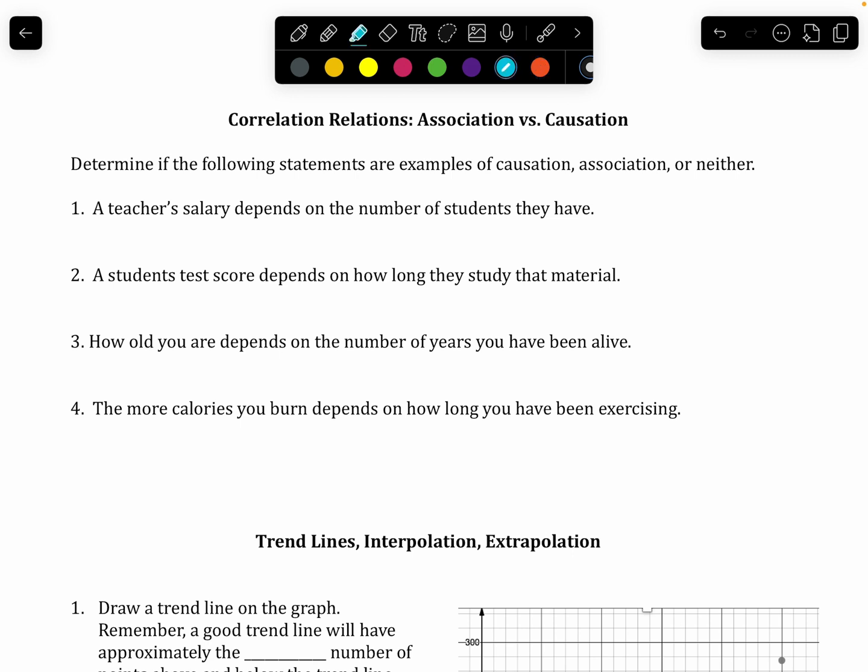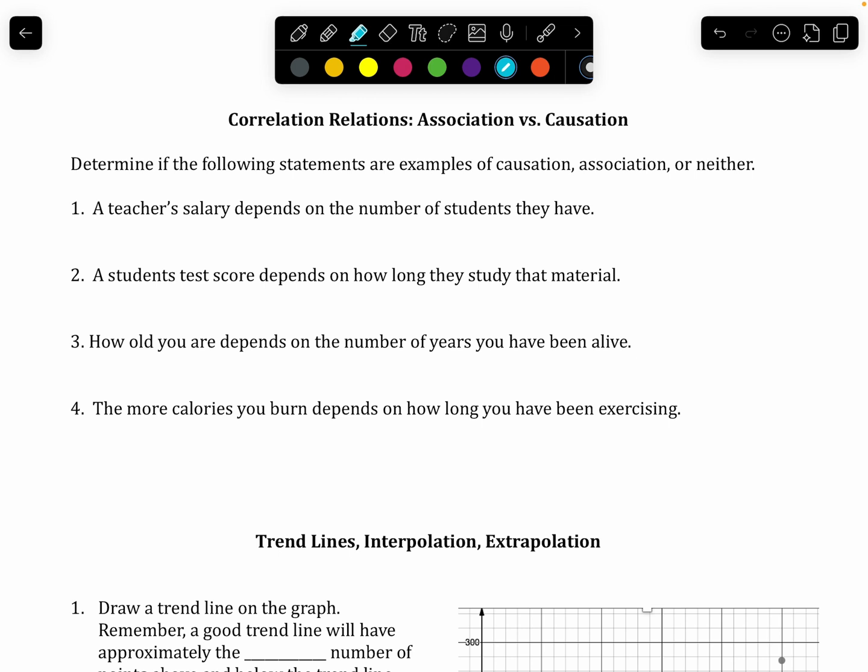All right, now before we move on to using our technology, we're going to talk about correlation relations, and that is association versus causation. So we talked about this earlier. Remember association? Things are related, but one does not necessarily cause the other to happen, and then causation is my two sets of data. When one changes, the other has to change. There's no way around it, okay?